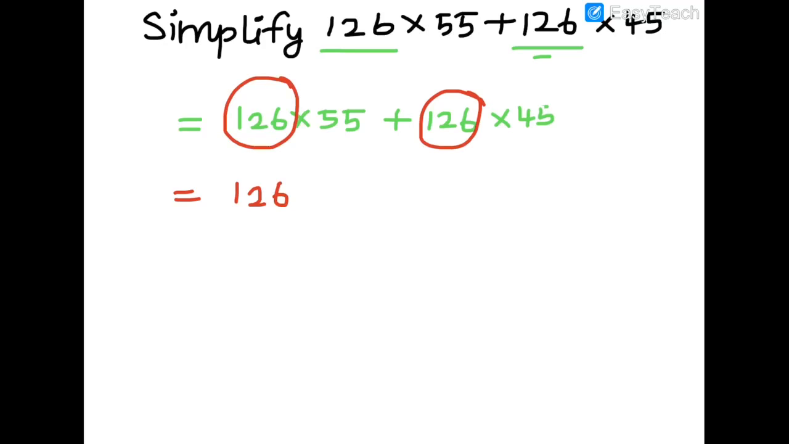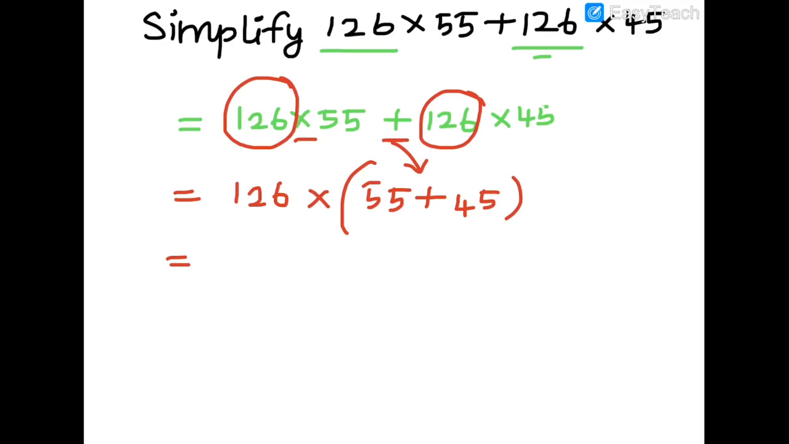I just take that one, and what is the remaining number? Multiplication is there, no? So just put multiplication. The remaining numbers are 55, and the plus will come here, 55 plus 45. Simply, just reverse it. a into b plus c is equal to a into b plus a into c. In the same way, reverse it: 126 into 55 plus 45.